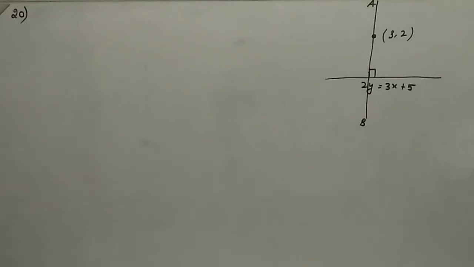See the 20th question. AB is perpendicular to the line 2y is equal to 3x plus 5 and passing through the point 3, 2. So, we have to find the equation of the line AB.